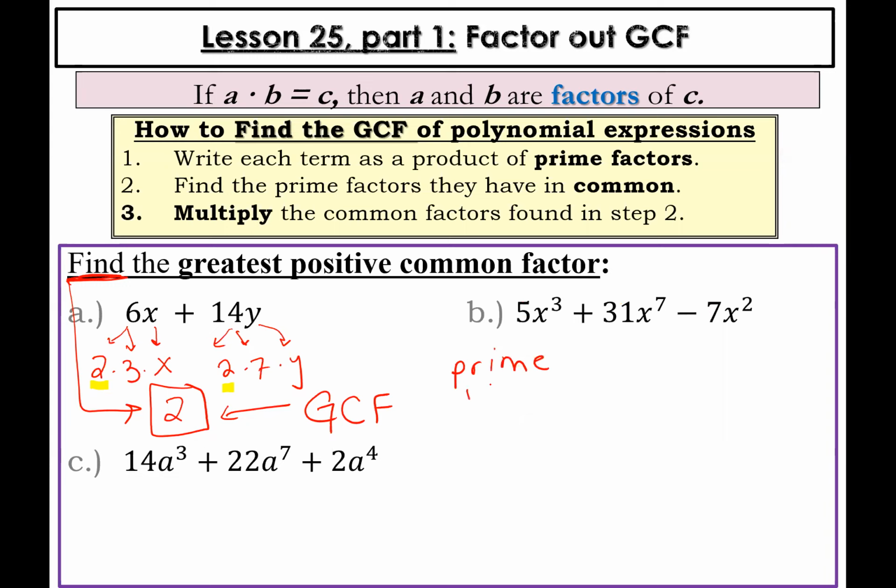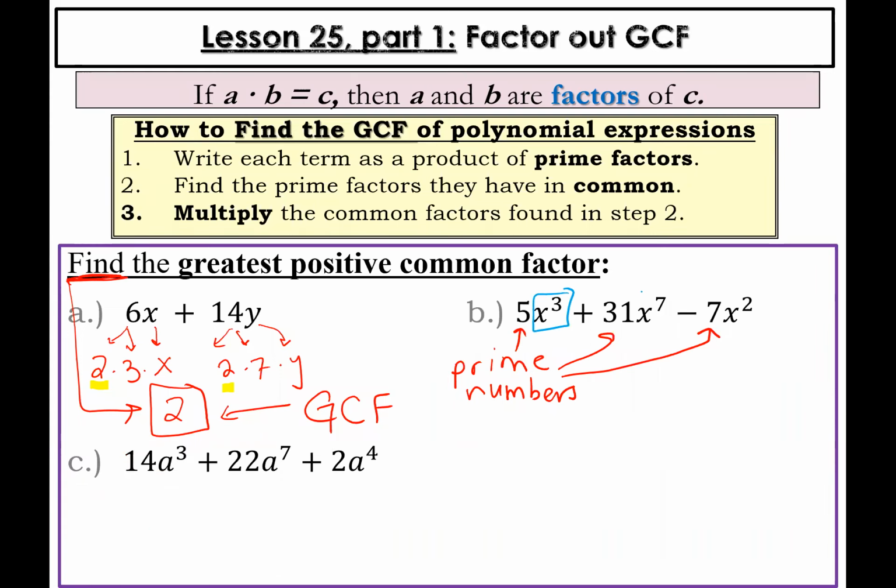So those are already prime numbers. So let's just notice that. There is no prime factor that is common between these two, because 5 does not go into 31, 7 does not go into 31, and 5 does not go into 7. They have no shared common factors. However, we need to pay attention to the variables.